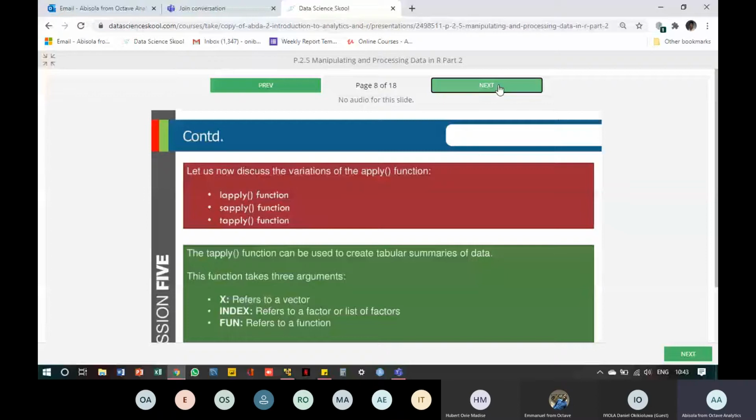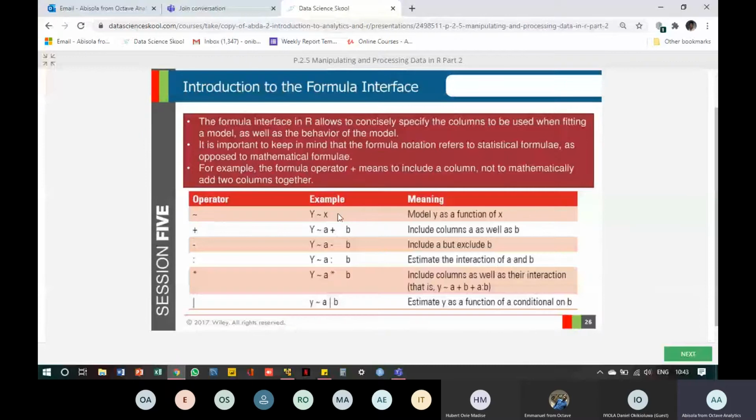Okay. So this is also the formula interface. On the formula interface, there are some operators you can use to perform some functions. For example, this operator tells you that you are modeling y as a function of x. So y is a function of x. The addition operator tells you to include, for example, columns A and also columns B. There's this other operator, which is the minus sign.